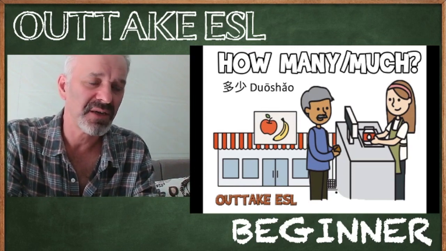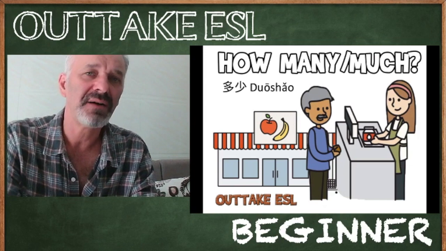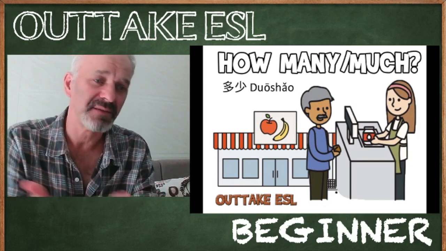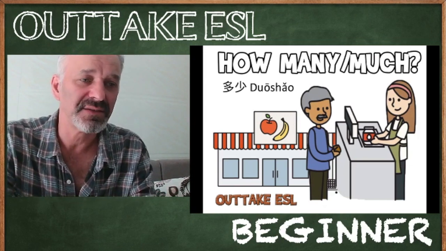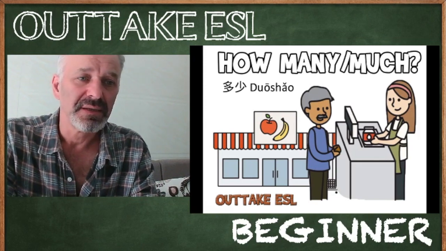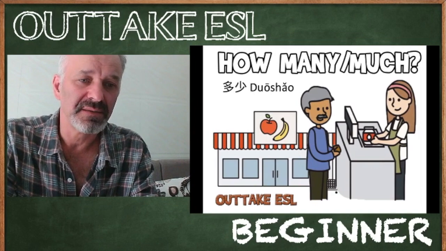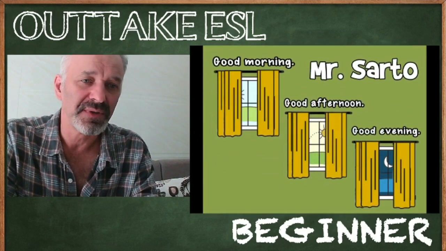Start out with how much, how many, how much. Du shao is the Chinese. Now that is an editable text in there. I like to leave that in there just in case I'm going to be using this with a different language. And I like to begin the day with the appropriate salutation.